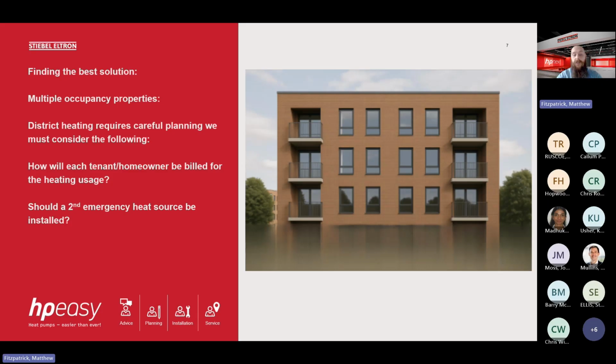Multiple occupancy properties. I've factored these in with commercial applications and commercial buildings because they follow the same path. When we're looking to design a heating system for a multiple occupancy property, such as flats, we would need to complete heat loss calcs for each room or each flat to give us the determined heat loss for each flat, and then look at how to supply heating and hot water to these independent flats. So we would class this as a district heating example.